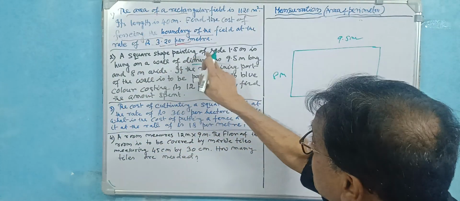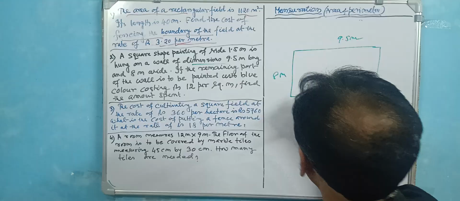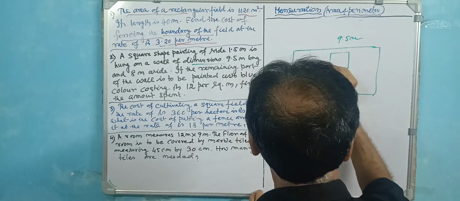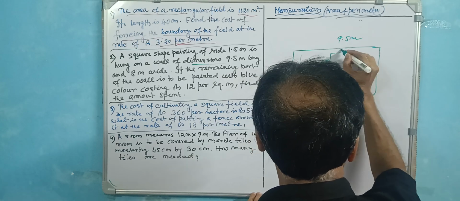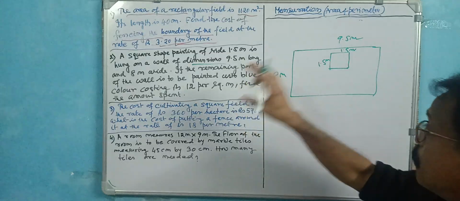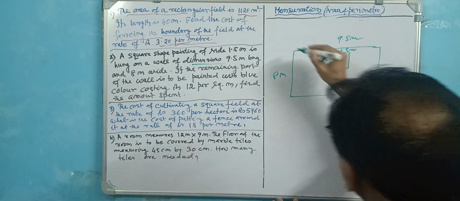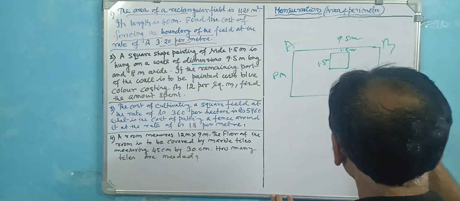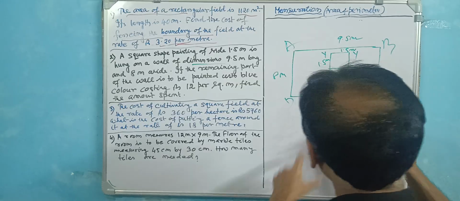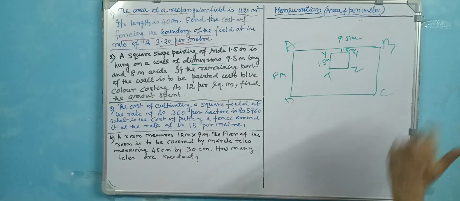A square side painting is hung here, a square side. This is 1.5 meter, this is also 1.5 meter. Okay, is clear? That is the concept. Main drawing, this is a wall. Suppose this ABCD is the wall, and this XYZT is the painting, the square, and this is a rectangle.